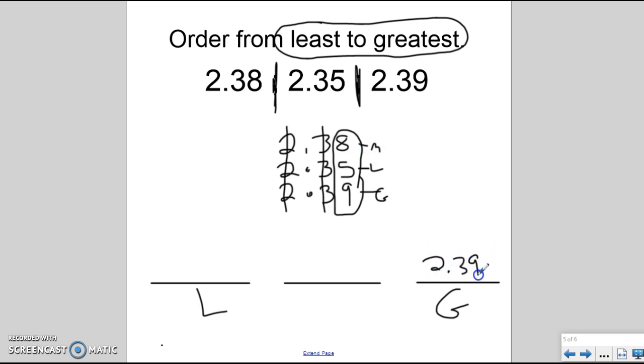We have 2 and 39/100ths gone. And now the least is going to be 2 and 35/100ths. And I can cross that out. And then 2 and 38/100ths is the last one. So same but different, guys. Focus on lining them up correctly and you'll be good.